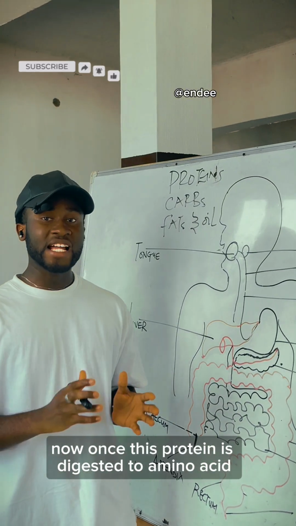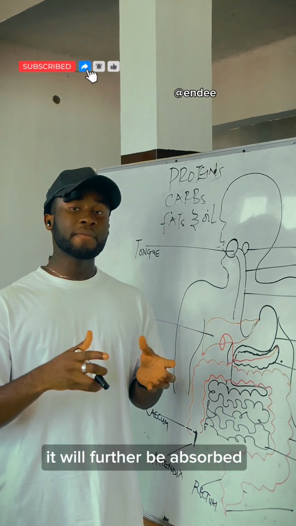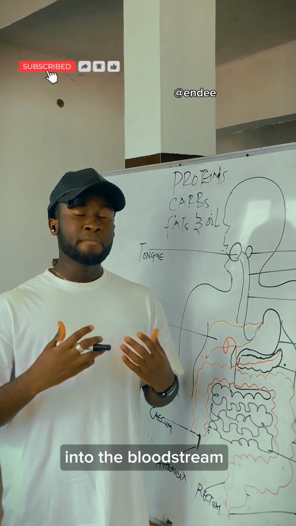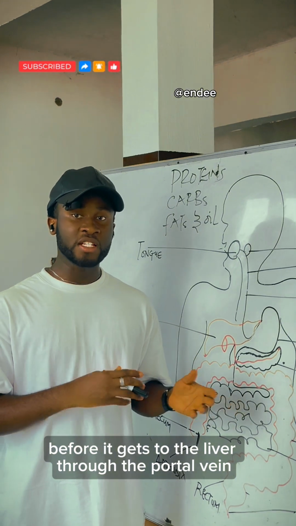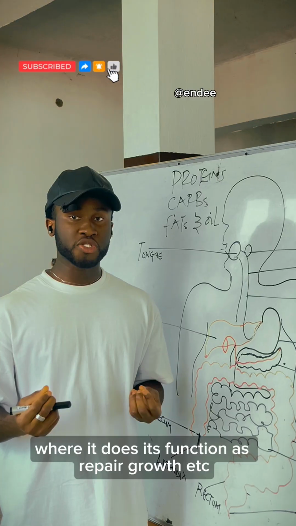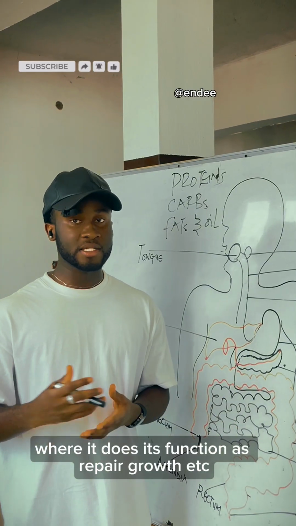Now, once this protein is digested to amino acid, it will further be absorbed either at the jejunum or the ileum into the bloodstream before it gets to the liver through the portal vein, before it's now distributed to different parts of the body where it does its function as repair, growth, etc.